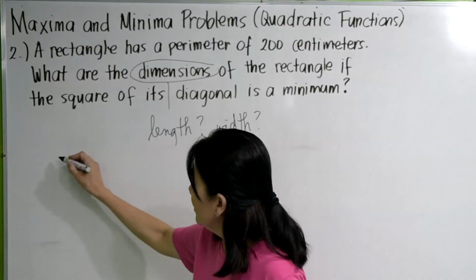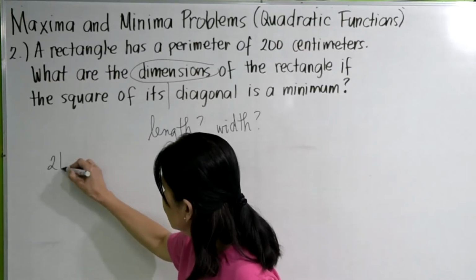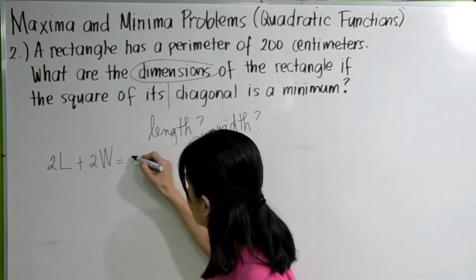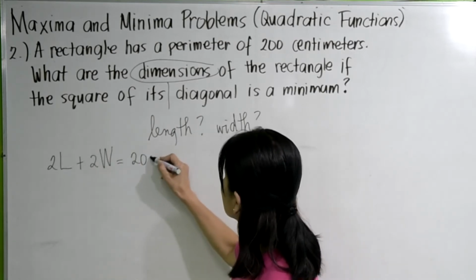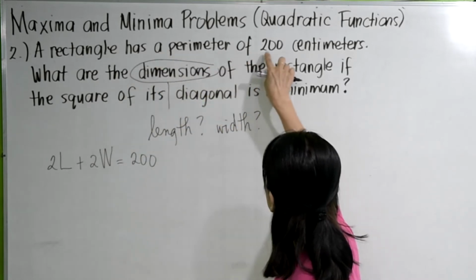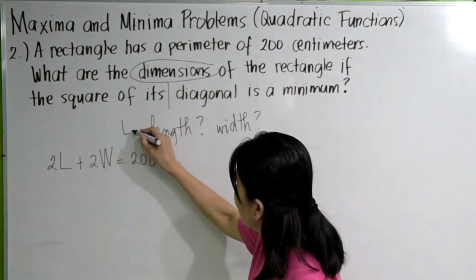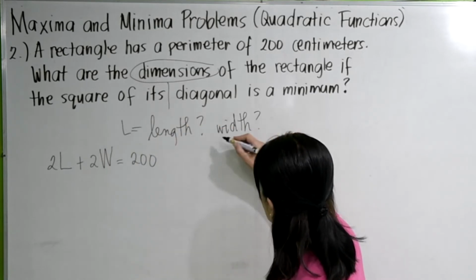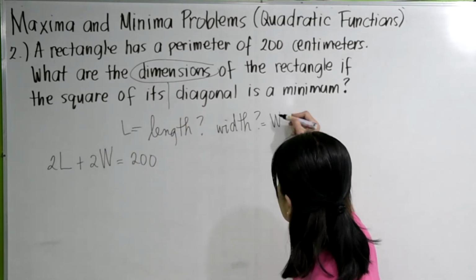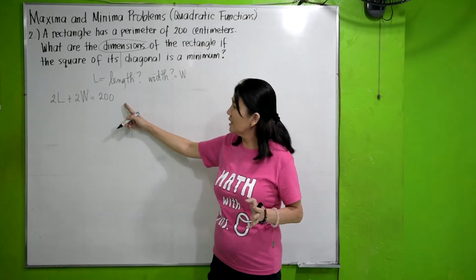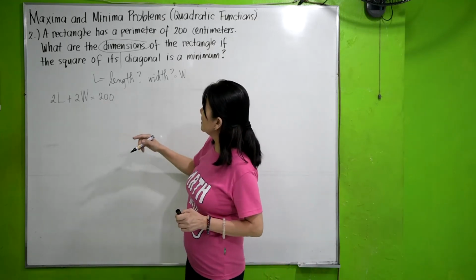So we know that 2 times the length plus 2 times the width equals 200, as given by the perimeter of 200 centimeters. So we let L be the length and we let W be the width. So the perimeter is 200: 2 times the length plus 2 times the width is 200.